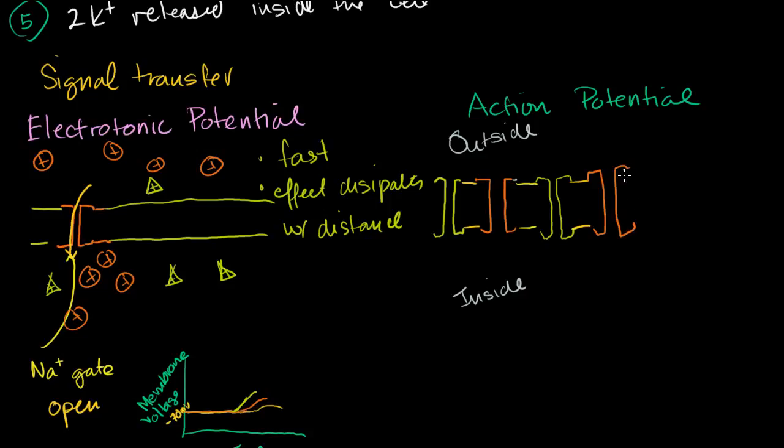All right, and let's say that they all start closed. So they're all in the closed position. Now let's say that this sodium gate gets stimulated. It gets opened. So this guy right here, let's say that guy right there gets opened.